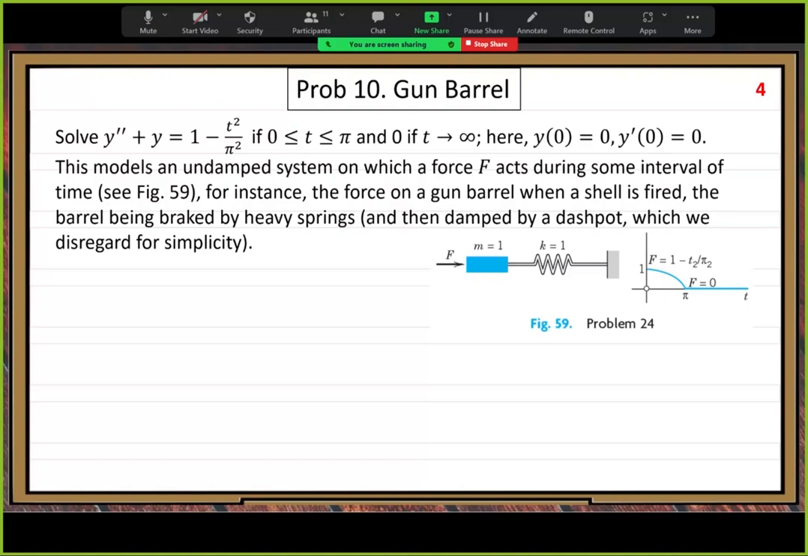Now we need to calculate the y function. So how do we solve this ODE? Look at the function on the right hand side. What is that function?